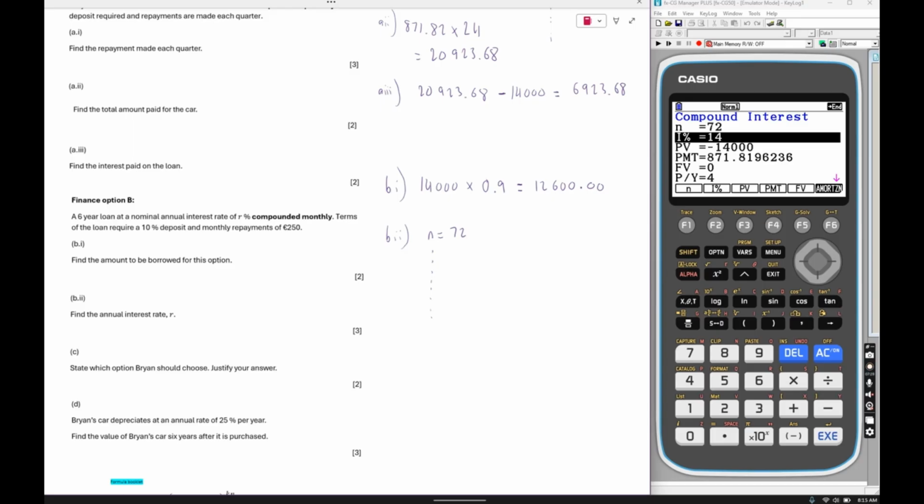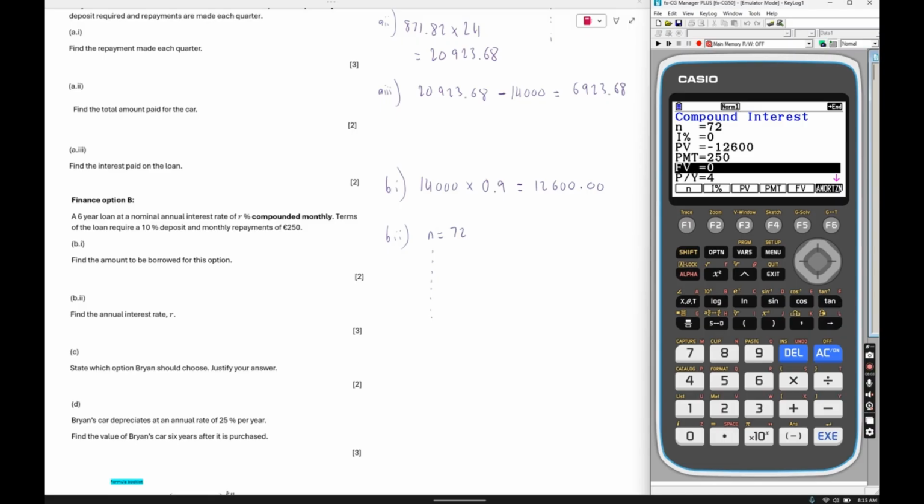The interest rate is R%, so we don't know what the interest rate is, just put 0. The present value is not negative 14,000, it's negative 12,600, because that's how much he's borrowing from part B(i). So negative 12,600. The payment, back to the question, it says terms of the loan require a 10% deposit and monthly repayments of 250. So the payment is going to be 250.